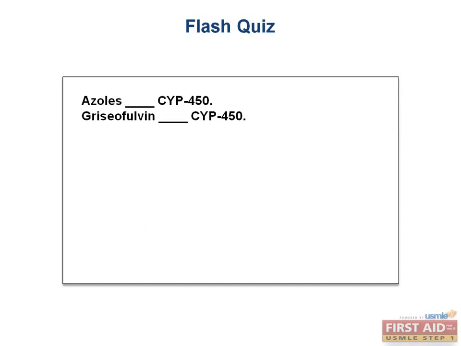I know you were just waiting for another flash quiz. Let's review the effect of the two antifungals that impact cytochrome P450. What do azoles and griseofulvin do to P450 respectively? You've got it! Azoles inhibit cytochrome P450, while griseofulvin upregulates cytochrome P450.